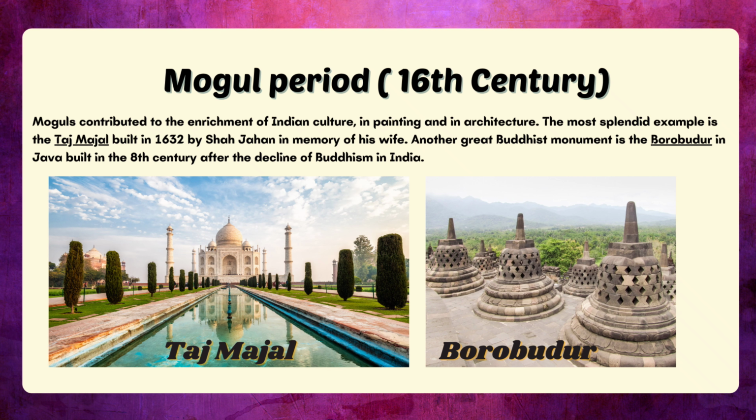Mogul period, 16th century. Moguls contributed to the enrichment of Indian culture, in painting and in architecture. The most splendid example is the Taj Mahal, built in 1632 by Shah Jahan in memory of his wife. Another great Buddhist monument is the Borobudur in Java, built in the 8th century after the decline of Buddhism in India.